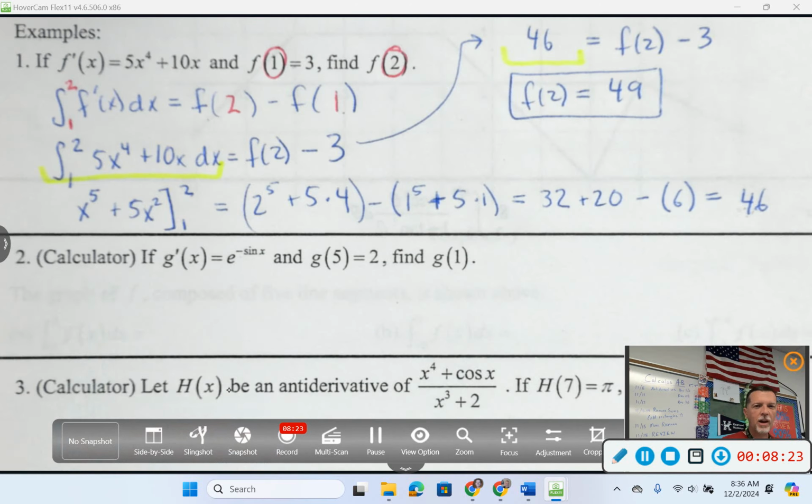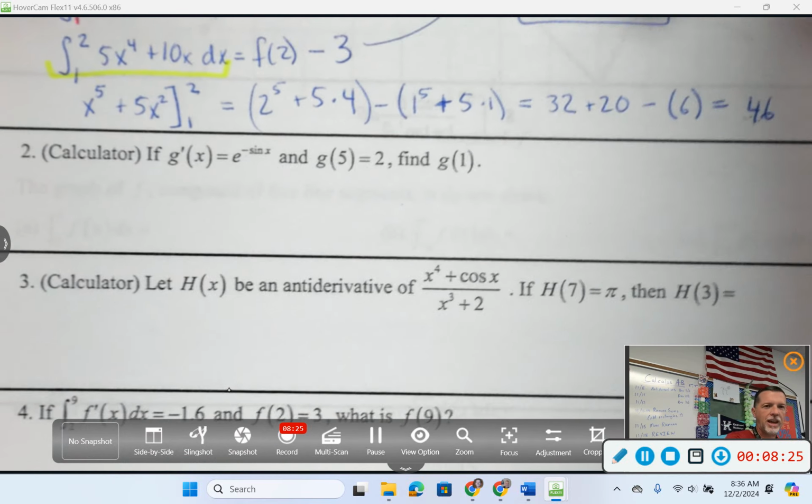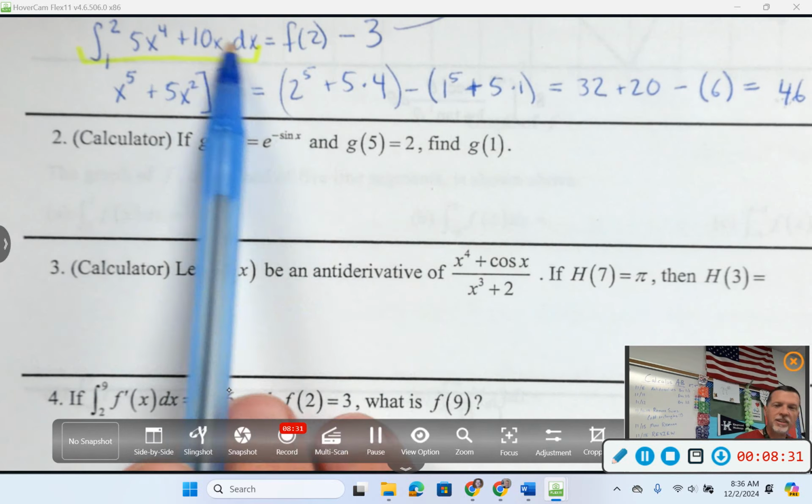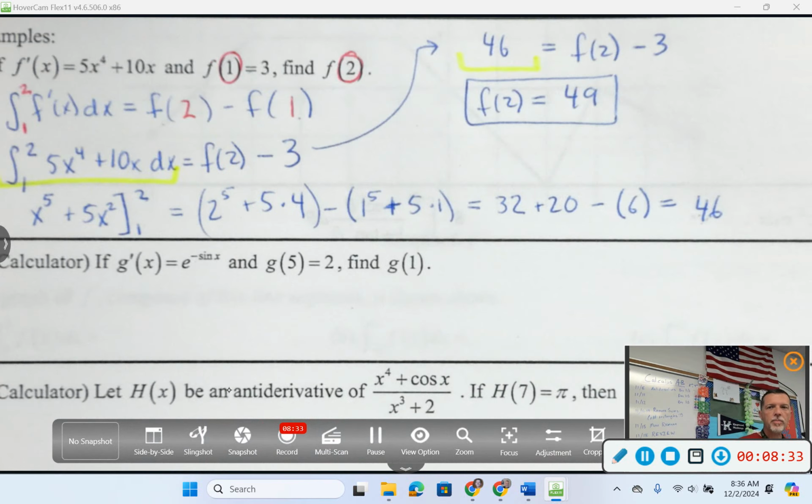Number 2, we'll need a calculator, but let's not grab the calculator yet. Let's get this thing set up, and then we'll go grab the calculator and have some real fun with this.